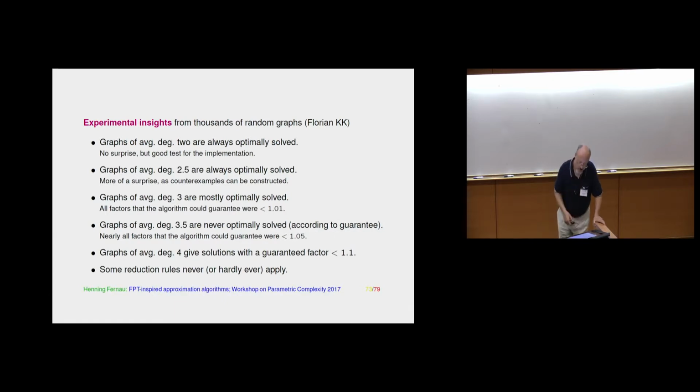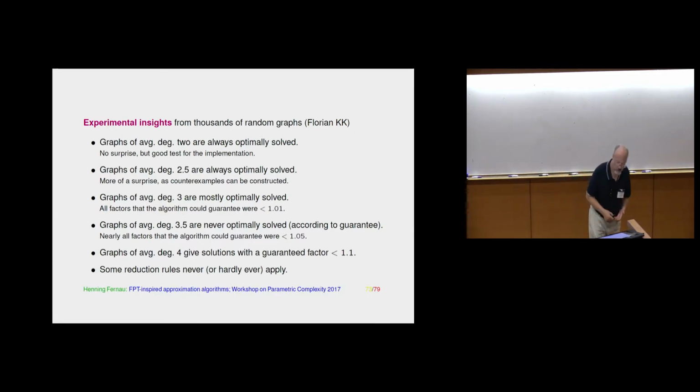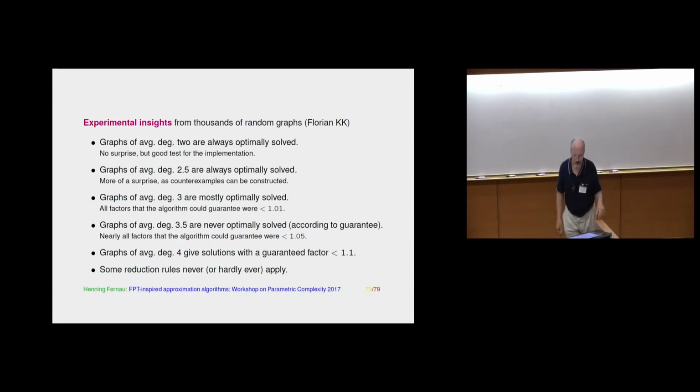So I will show you some results, at least, of experiments. We really ran this on thousands and thousands of random graphs. Actually, this was a bachelor thesis of Florian. And, well, just as a test bed, if we have average degree 2, then we can solve all graphs optimally. But if you think about this for 2 secs, it's clear that it must be the case. The rules are like that.